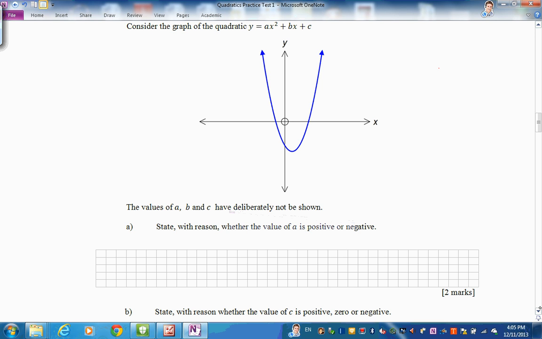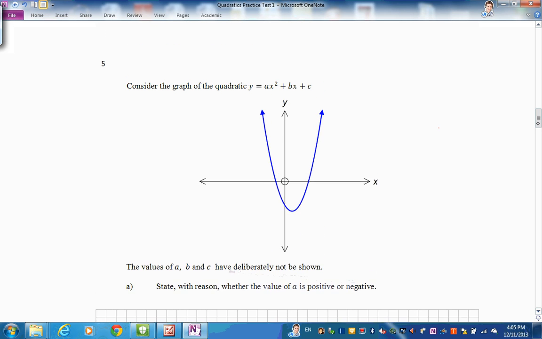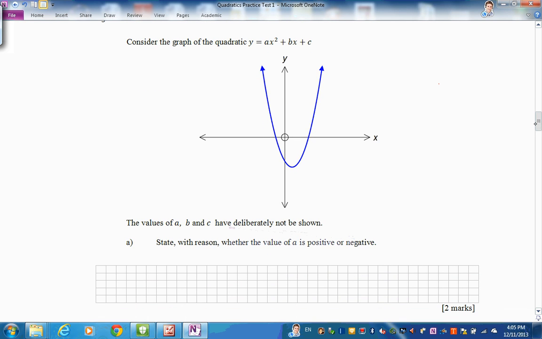Okay, let's look at question 5. I skipped a bit there, let's just go back. So question 5, consider the graph. This is the general graph. Values of A, B and C have deliberately been left out. State with reason whether the value of A is positive. So A is the number in front here. And this is called convex shape or concave up. The cave is on the top.